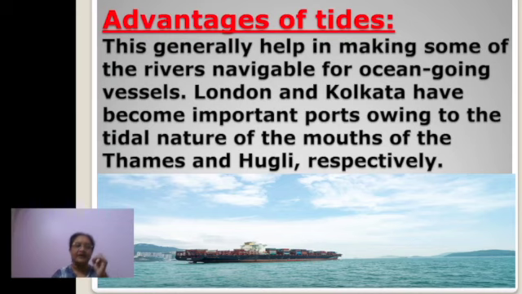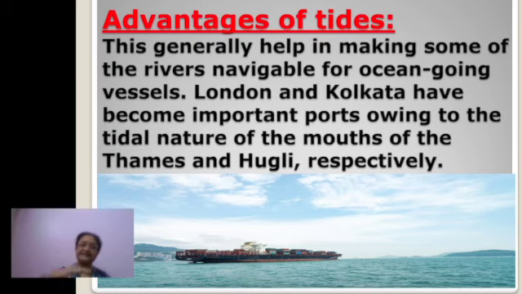One thing is that these tides help in making some of the rivers navigable for ocean going vessels. Especially a few ships are able to enter such rivers with the help of tides only, right? You can take the example of London, Kolkata. They have become important ports owing to the tidal nature of the mouth of river Thames and river Hooghly.